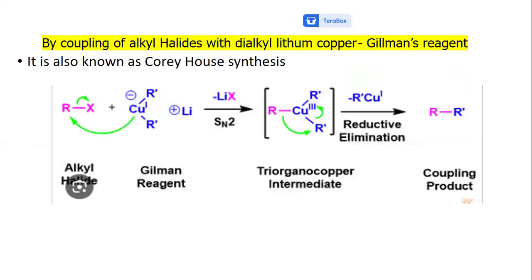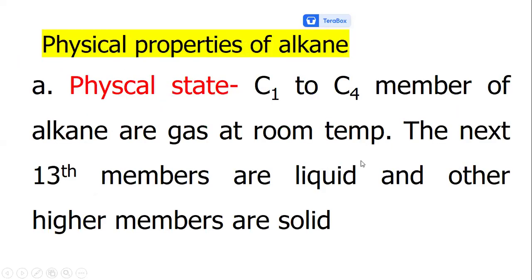Coupling alkyl halides with the lithium dialkylcuprate, Gilman's reagent: the haloalkane, or alkyl halide, reacts with the Gilman reagent and produces a triorganocopper intermediate, then reductive elimination occurs, producing the coupling product.